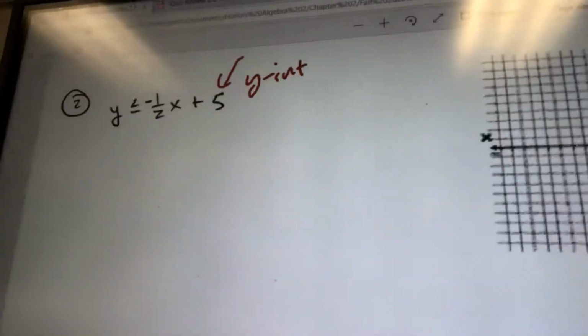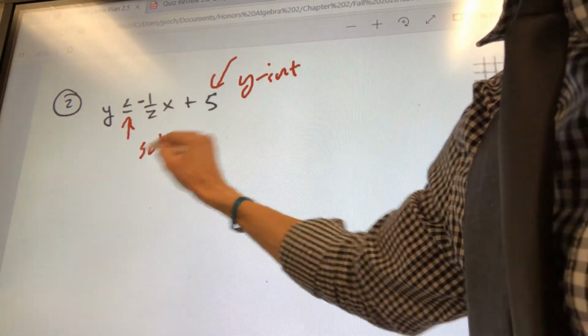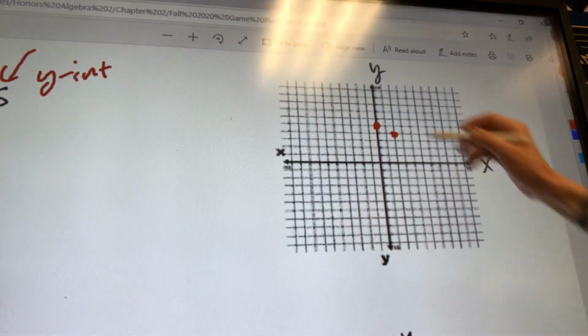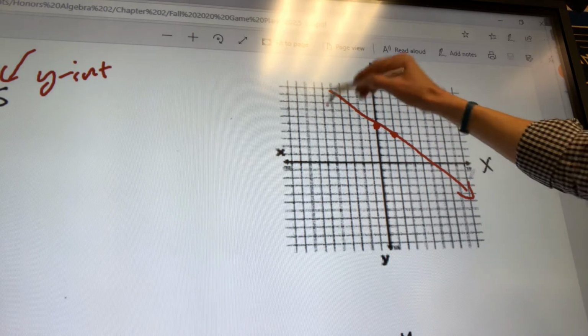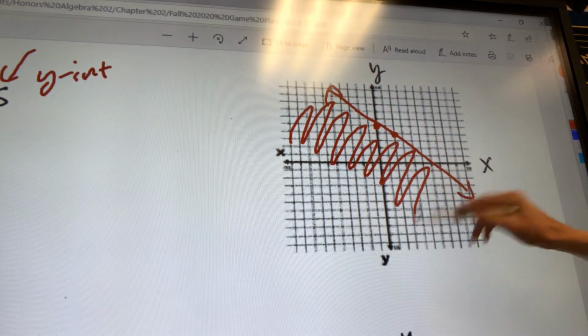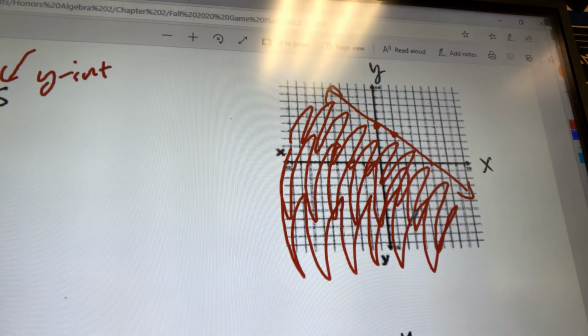I have less than or equal to. That is a solid line. Less than or equal to means I'm going to shade below. You can trust it in slope-intercept form. I make a solid line of which I shade below. Okay. Let's keep going.